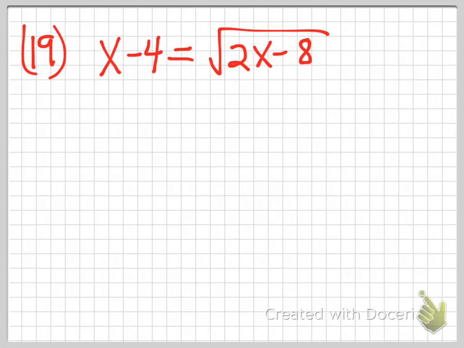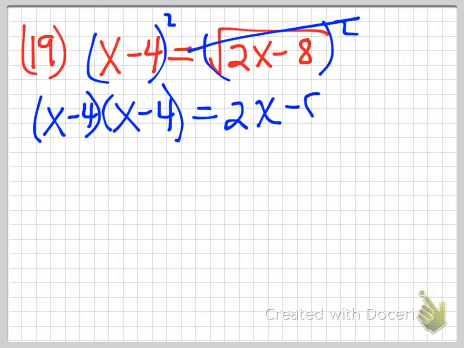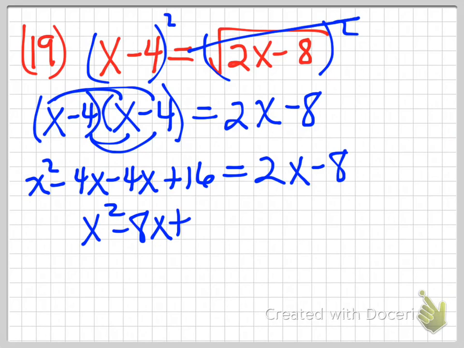For number 19, we have the square root isolated. So we go ahead and square both sides. Now x minus 4 squared means x minus 4 times itself. The squaring and the square rooting cancel each other, so 2x minus 8 is now free from any square root. If you use FOIL, you get x squared minus 4x minus 4x plus 16 equals 2x minus 8. x squared minus 8x plus 16 equals 2x minus 8.